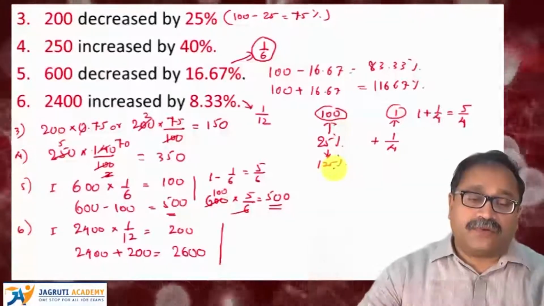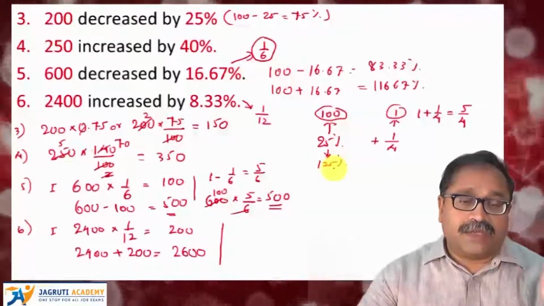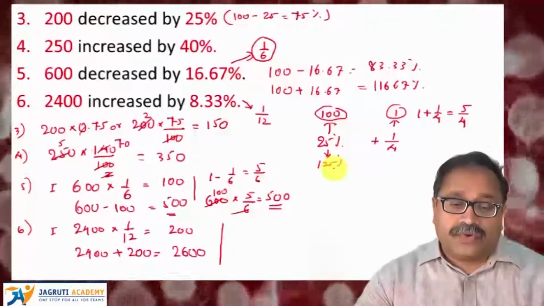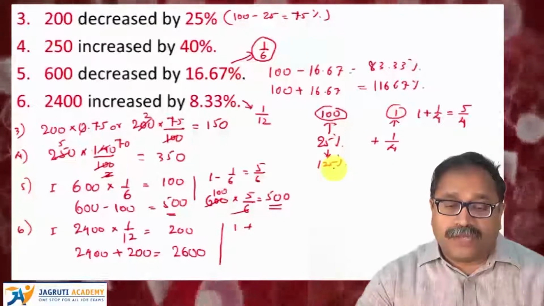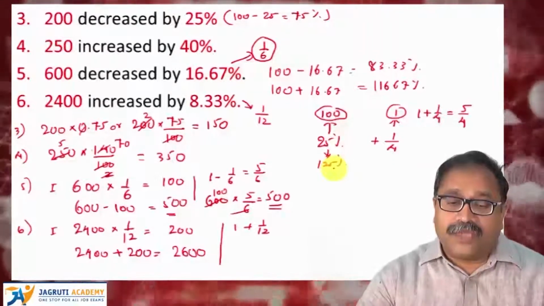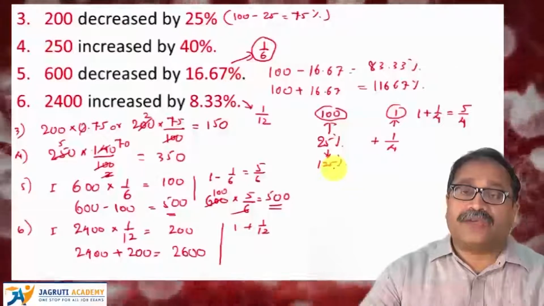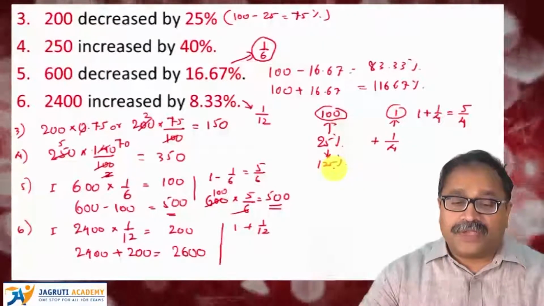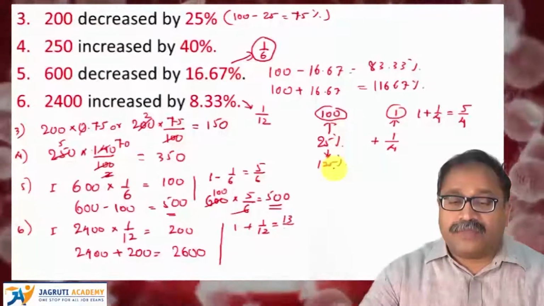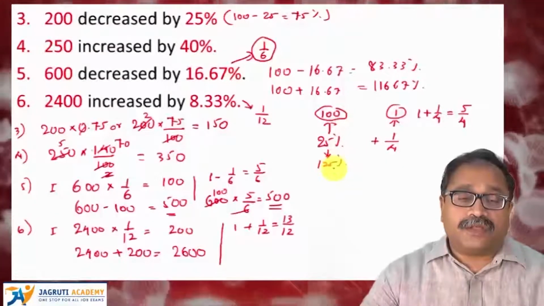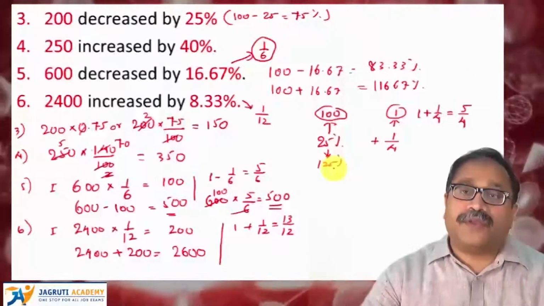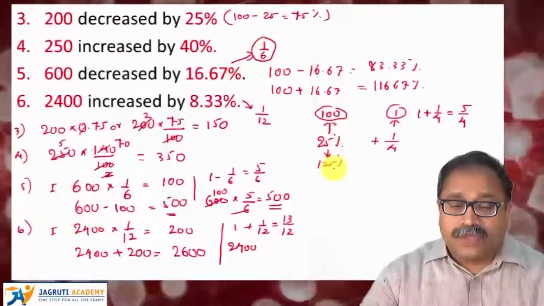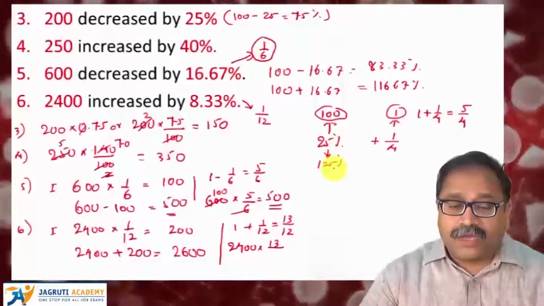The same thing we are going to do here. As the number is increased by 1/12, what is the increased value? In terms of fractions, 1 plus 1 by 12. Why am I taking 1? Whenever I take a fraction like 1 by 12, I need to take the total as 1. So 1 plus 1 by 12 is nothing but 13 by 12. Now I take 13 by 12 of 2400. So let's do it: 2400 into 13 by 12.